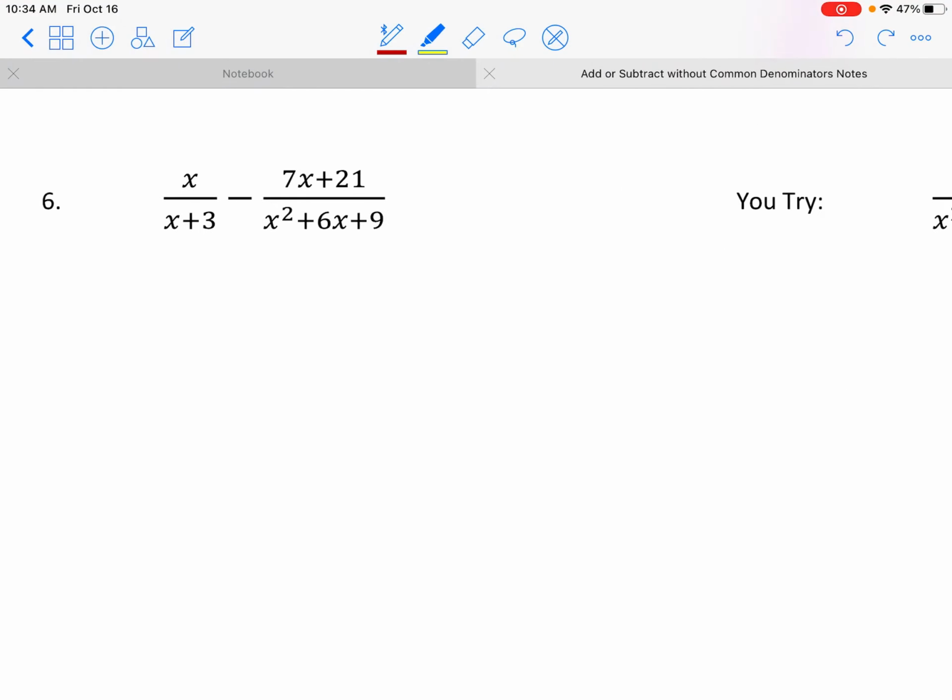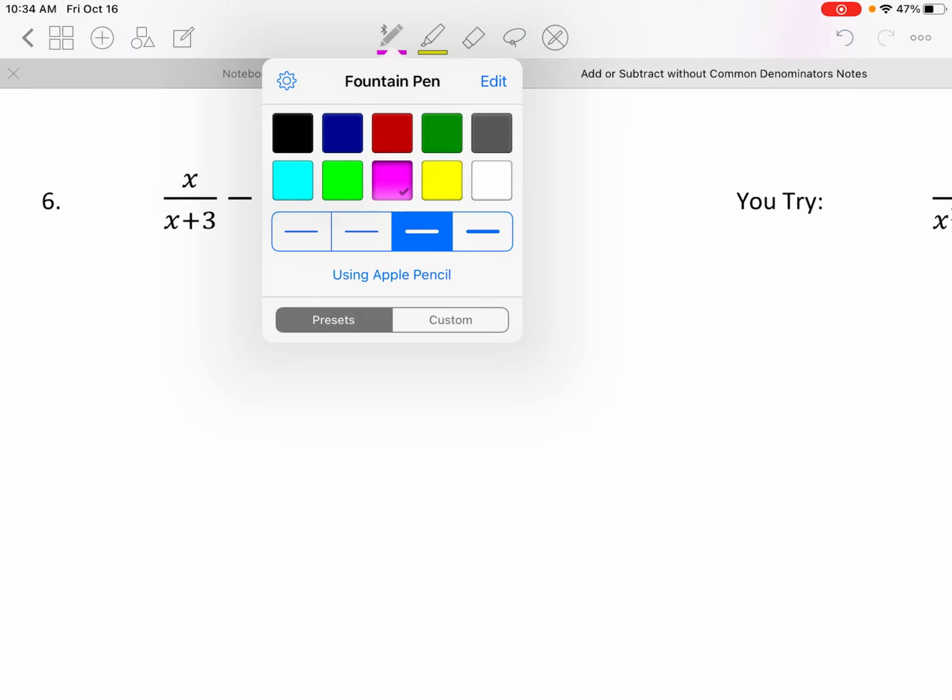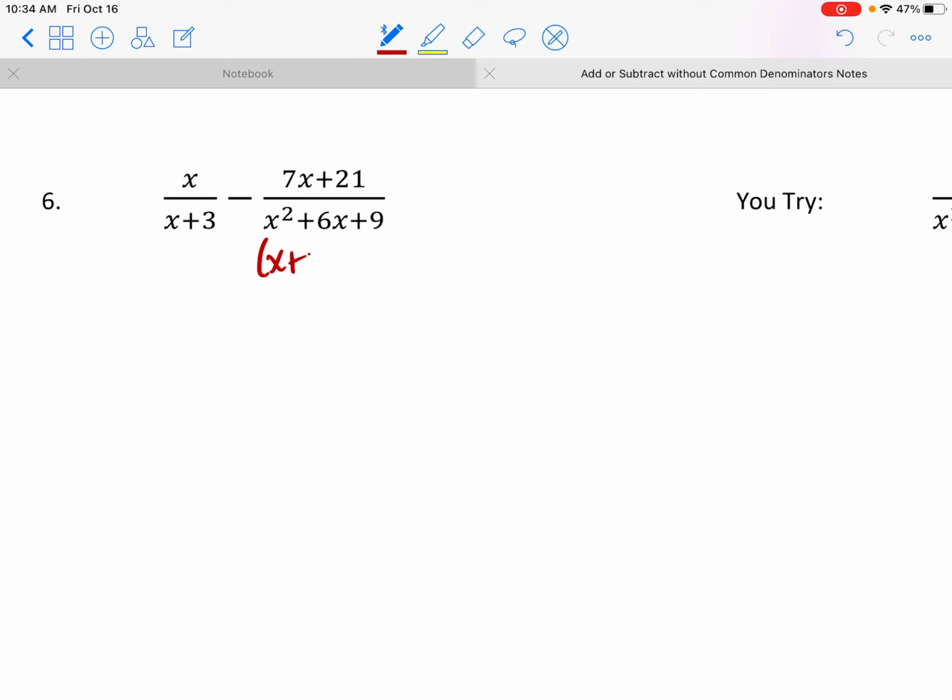So here, again, we've got a factorable denominator. Factors of 9 that make 6 would be 3 and 3, which means this denominator is going to factor into 1x plus 3 and 1x plus 3. Now technically the binomial is repeating within the one denominator, so that would typically mean that we would have to repeat it in our LCD.